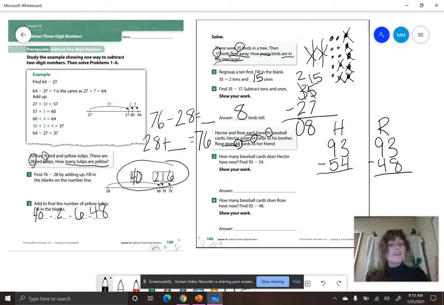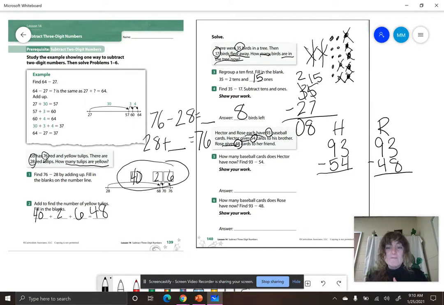So they both have 93. They each have 93 cards. They don't have a combination of 93. They each have 93. That is why, Smarties, when we have word problems, we have to read it more than once. And we have to think about the parts, the whole, and what the word problem is asking us to do. Okay, so number 5 says, how many baseball cards does Hector have now?